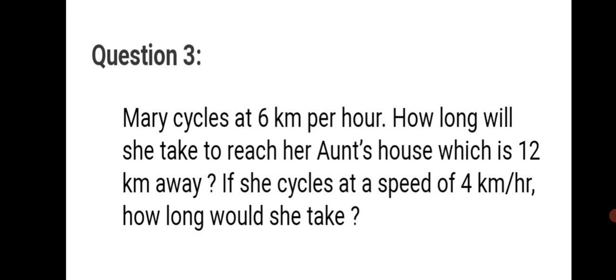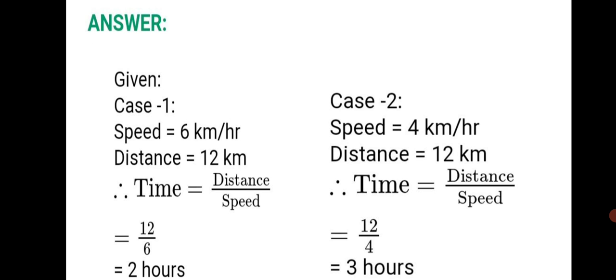Now see, she cycles 6 kilometers per hour. Now in 1 hour she can travel 6 kilometers. So how long will it take for her to reach her aunt's house which is 12 kilometers away? So as the kilometers increase here, we'll have to find out how much time she's going to take. So let's look at the answer.